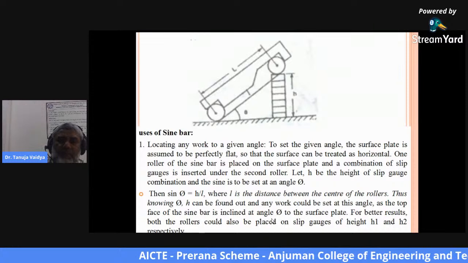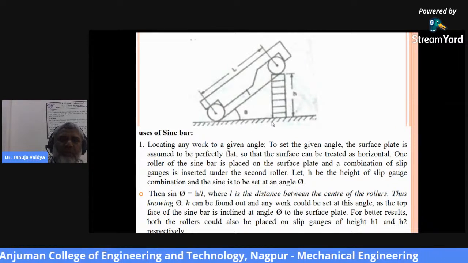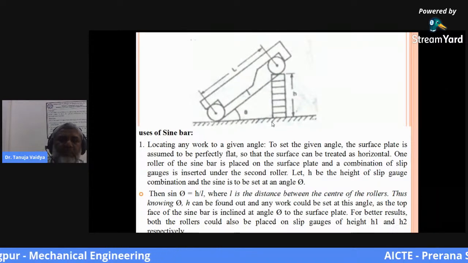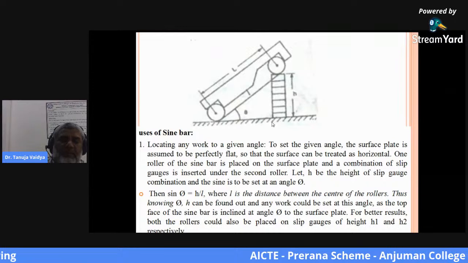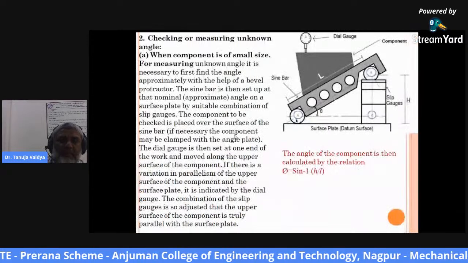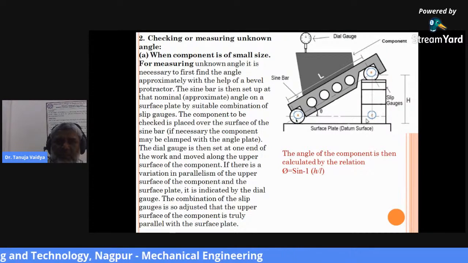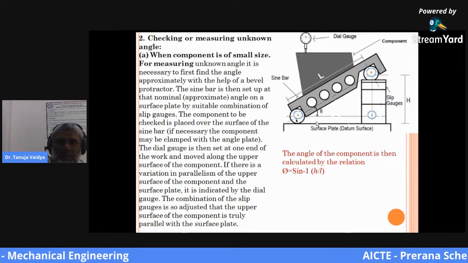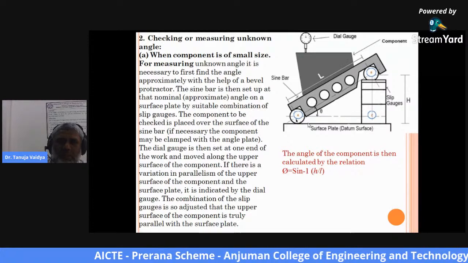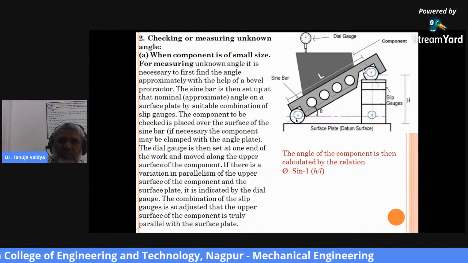instrument is the sine bar. With the help of this sine bar and the slip gauge set, you can find out the length of a particular part. From this figure you can understand, this shows the slip gauges wrung together to a particular height. This is the sine bar, this is the theta angle, that is the angle provided after one roller is on the surface plate, that is the datum surface, and another roller is on the slip gauge height.